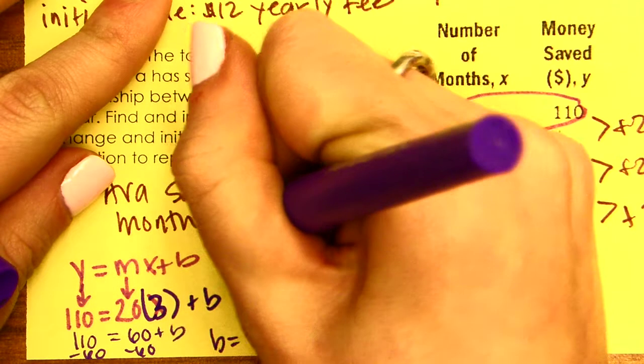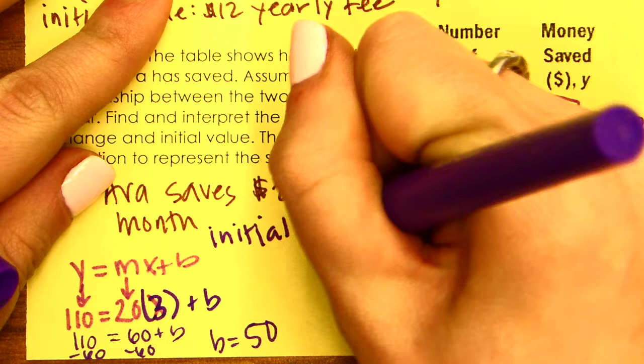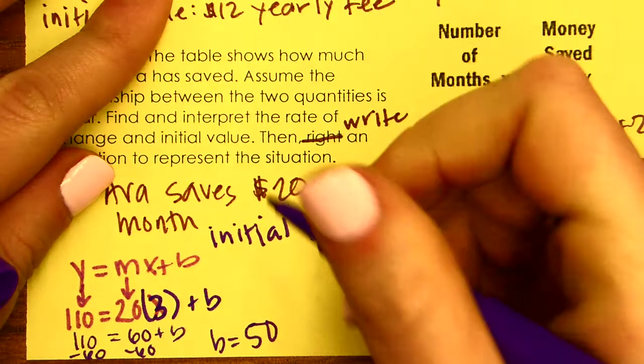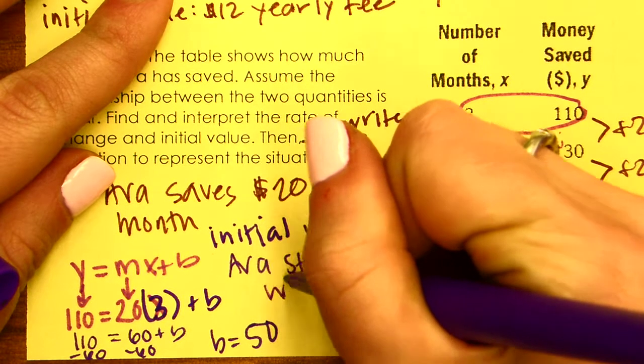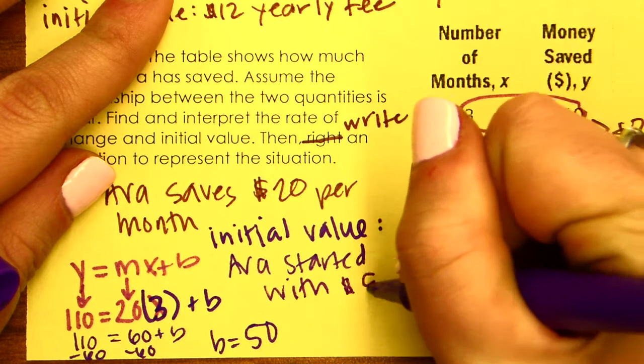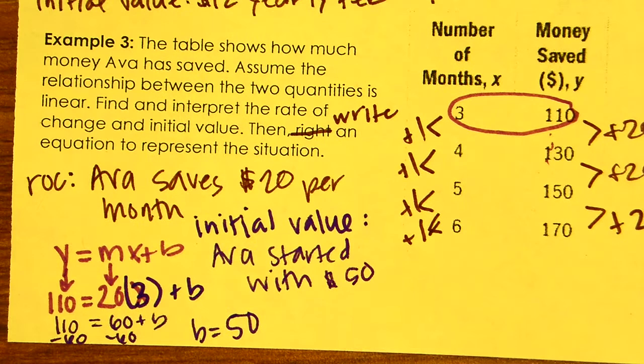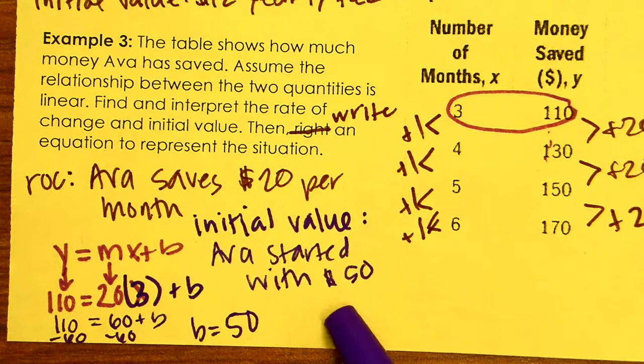So my initial value means Ava started with $50. And then I'm not going to write the equation. You're going to write the equation for this situation and put it in the submission box. So for your submission for this video, you're writing the equation for the situation now that we have the rate of change and the initial value.